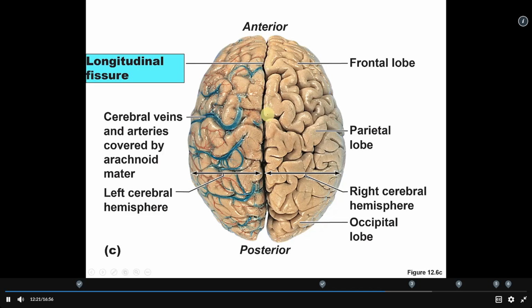This happens to be a pretty big fissure. It runs right down the center of the brain. This would be considered what kind of a section? Do you remember? This would be a sagittal section. This is called the longitudinal fissure.